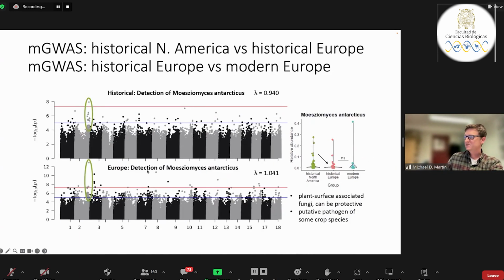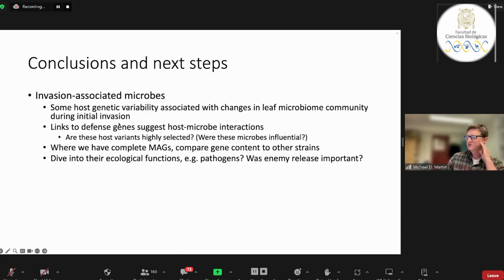Okay, so we're getting into these results more, and in the future, I think what we believe is that some of these links to defense genes suggest that this is a real host microbe interaction. So I think we have actually found some kind of thing that's been going on in the evolution of the host in response to the environment with these microbes. And we'd like to know whether the variants behind these, the genes in the host, have been highly selected. And we want to characterize that a bit better in the future.